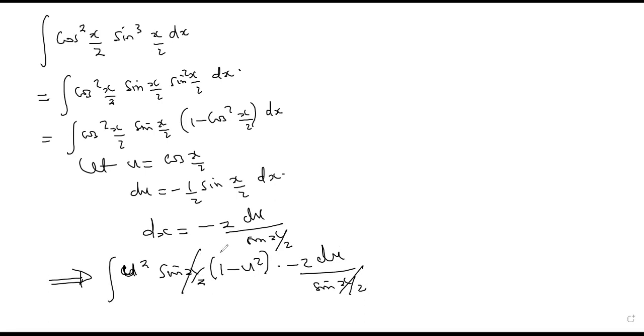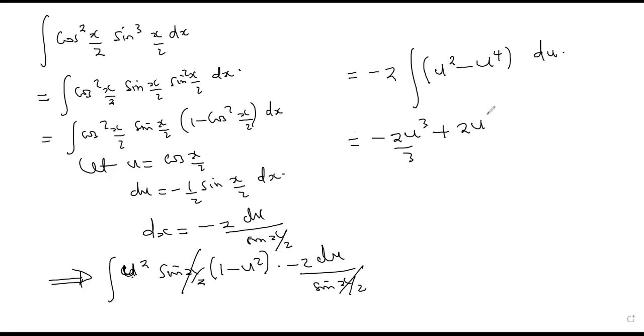Sine x over 2 and sine x over 2 will cancel, and I will have negative 2 outside, integral of u squared minus u power 4. I multiply du times 1, u squared times u squared, u power 4 du. So this is going to be negative 2u cubed over 3. All right, then when we multiply a 2, it will be plus 2u power 5 over 5. You increase the power by 1, u power 5 over 5, then you multiply negative 2. It will be that. So plus a constant c.